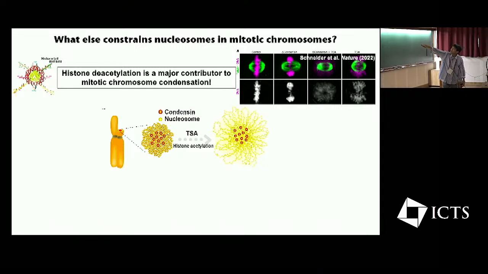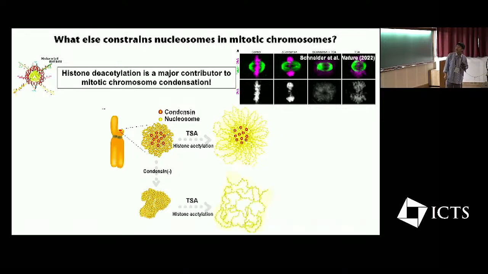Please look at this one. TSA treatment slightly decondenses chromosomes like this. Without condensins, chromosome shape becomes abnormal, but the chromatin is still condensed like this. And the double treatment induced a very drastic decondensation effect, and the chromosomes almost dissolved like this.